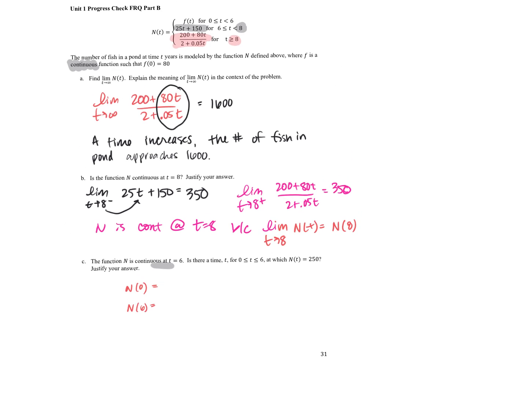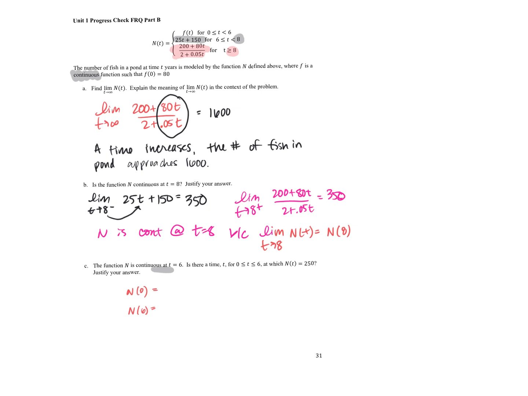N of 0. Any ideas if I plug in 0 here? Oh, I don't even have a function. They gave us the info somewhere, though. Keep reading. N of 0 equals 80. Yeah, they do that to us. This is called the stem of the question. Sometimes you got to dig for that piece of info. So you're like, oh my gosh, what? So maybe draw yourself a little arrow and be like, oh, I wouldn't have seen that. N of 0 is 80.